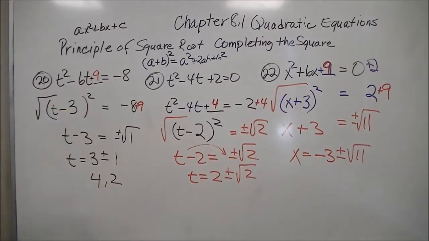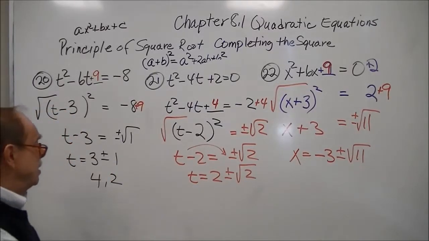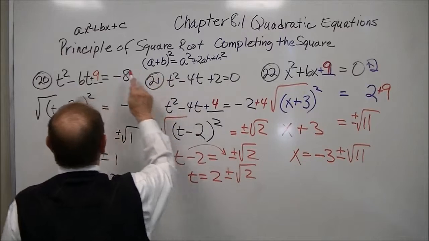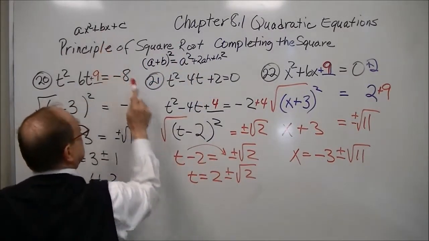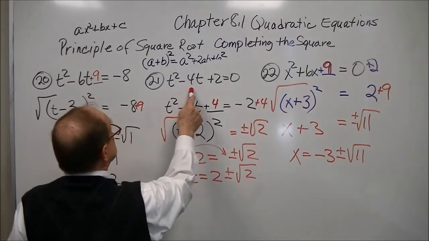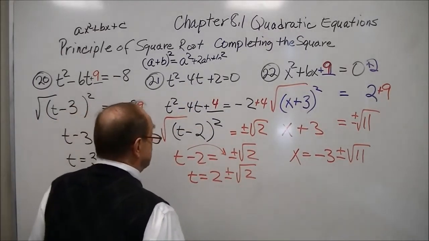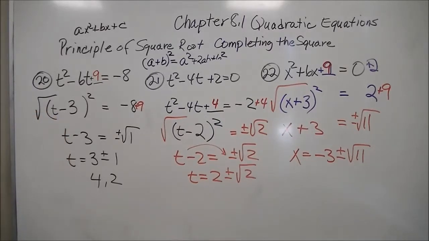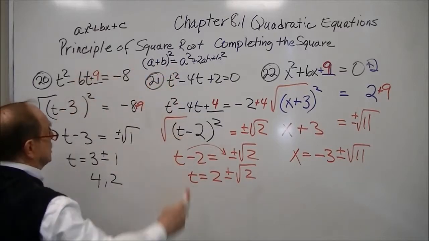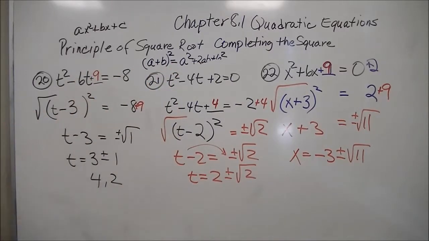Actually, this is not a bad way to do it. As long as your b term, this is your b term here, is a nice even number like that, boy, that works out really well. An easy way to work a quadratic equation. And again, we're using the principle of square root and the method of completing the square.